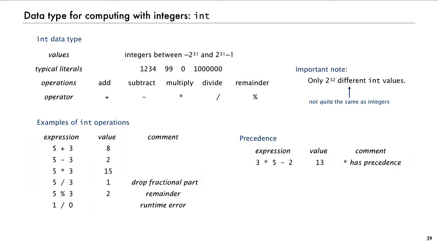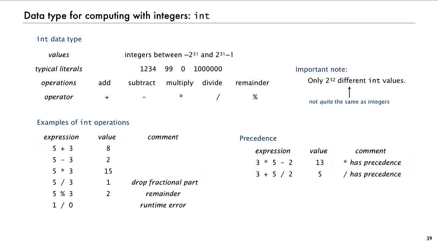We can write longer expressions, and there's a concept called precedence. If you write an expression that's got a couple of operations, which one's going to get performed first? Well, multiplication and division are going to happen before addition and subtraction.